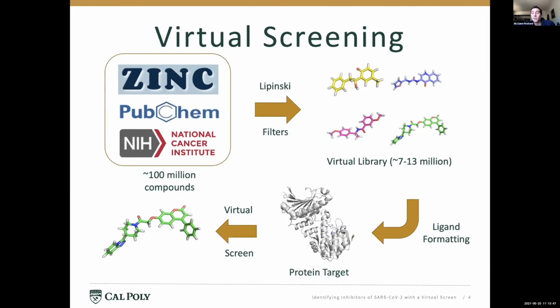Then we take those 9 million compounds and we run them through a computer simulation to estimate how well they bind to that active site of MPRO. And we get a big ranking, and then we take our top inhibitors and do some more tests with them.